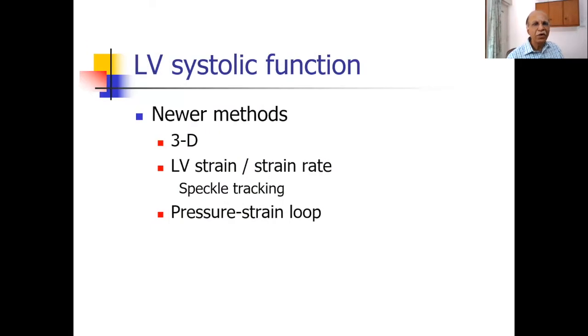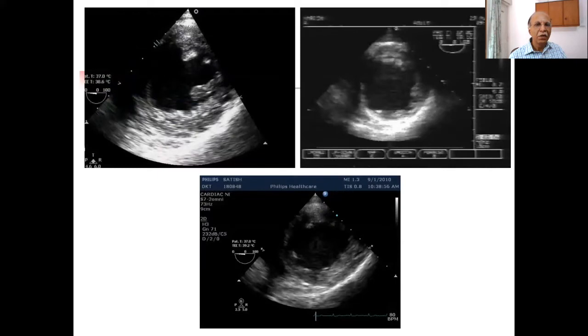Then there are some newer developments such as 3D LV strain and strain rate or speckle tracking. And finally, a recent development is the assessment of pressure strain loop as against the pressure volume loop, which you might have heard of. Pressure strain loop has been added to the list of these various methods. In the interest of time, I will not be covering all of them. I will give importance to only some of them which are more relevant and more important methods of assessment of the LV function. So let us start by qualitative assessment.